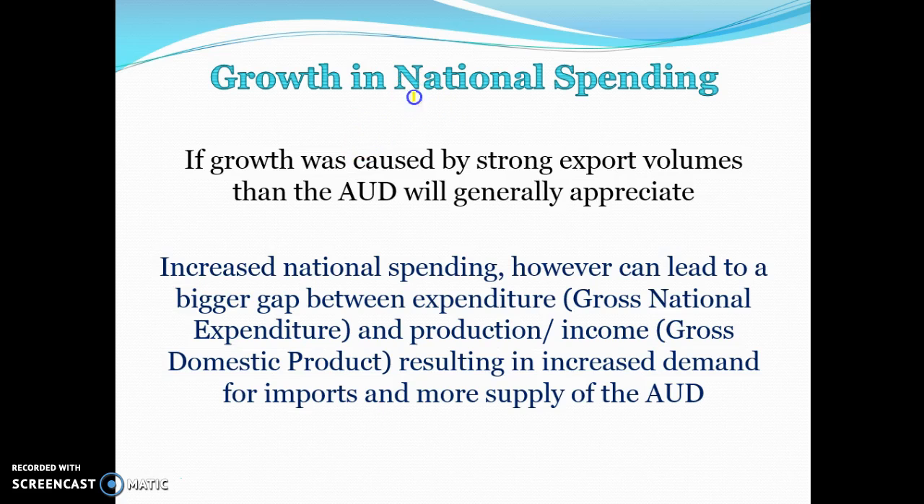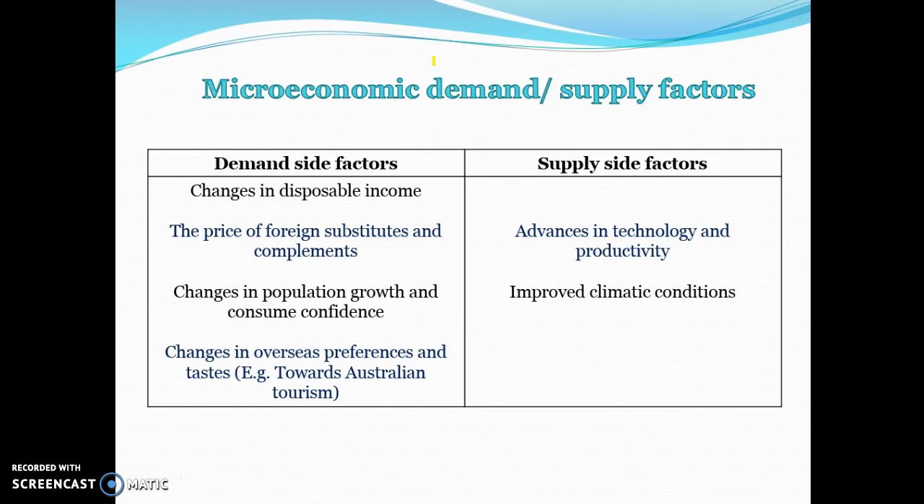Growth in national spending. If Australians have got more money, and the growth is caused by strong export volumes, then it will appreciate the dollar. However, if it's caused by just general things that cause increased incomes, that will lead to a bigger gap between expenditure and production and could lead to increased demand for imports, which will increase supply of the dollar. So increased national spending, lower unemployment, higher disposable incomes, they all generally lead to more supply of the Australian dollar. We have more money to convert into foreign currencies.